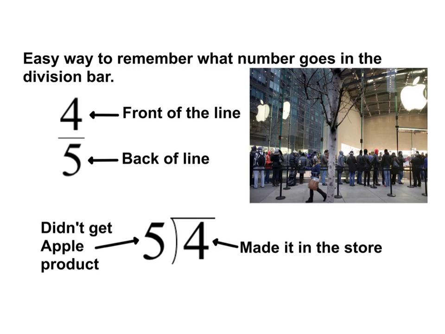Here's a way to remember which numbers go where in the division bar. The top of our fraction is the front of the line. The bottom is the back of the line. This is the same with our numbers written in division form. The first number is the front of the line. The last number is the back of the line. The front of the line makes it into the store. So like this 4 here, it is inside the division bar. So that's an easy way to remember which numbers go where.